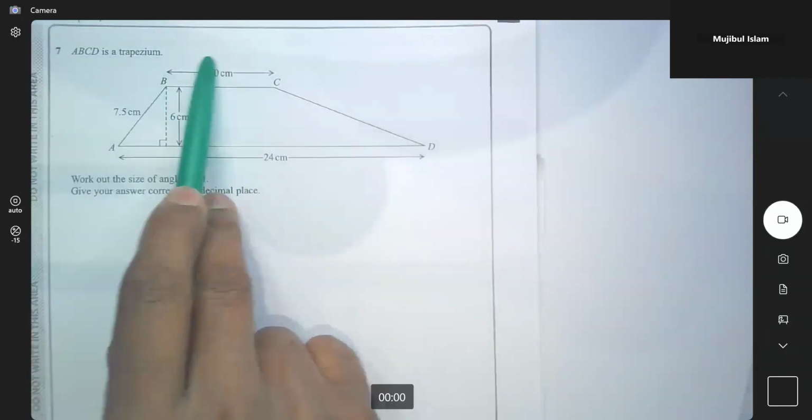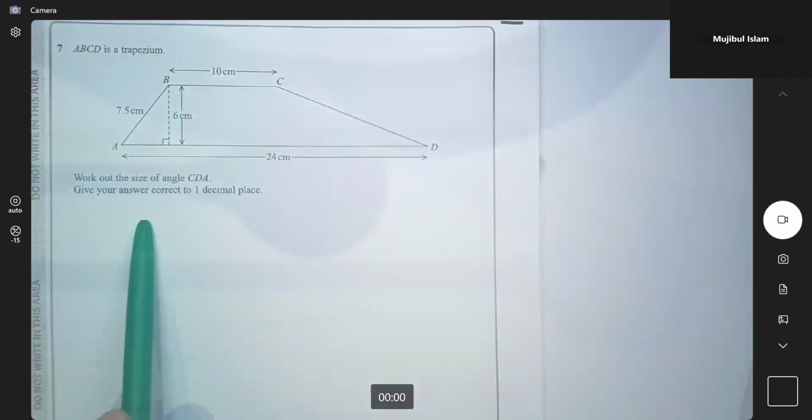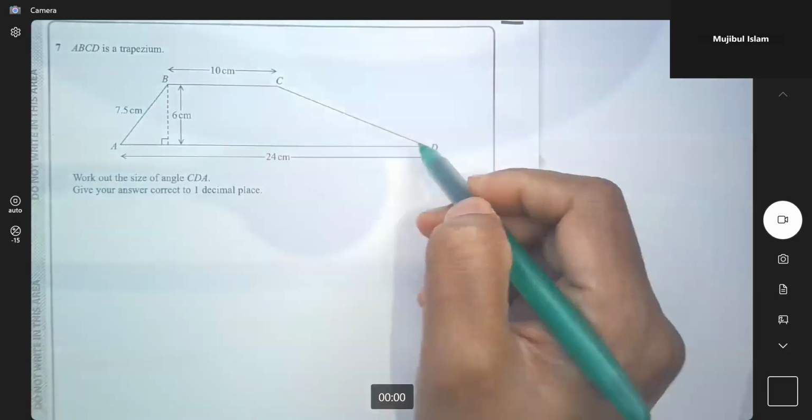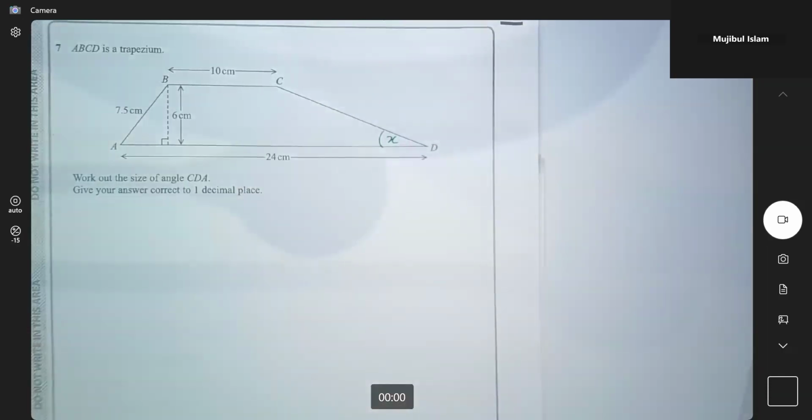ABCD is a trapezium. So this is a trapezium. I can see parallel sides and then your angles there. Work out the size of angle CDA. CDA is this angle here. Let's call it X. Okay, so how can we kind of simplify it?